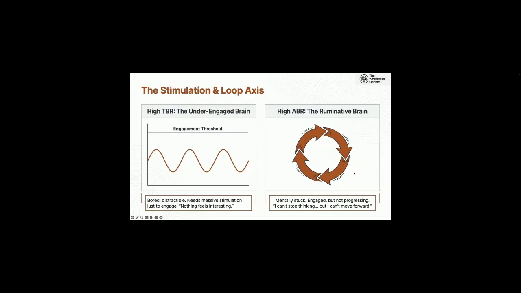Now, let's contrast this with the high alpha beta ratio folks, which are more of the ruminative folks. These are the people who become mentally stuck. They're engaged almost like a car in neutral, but they're not able to process information. Okay, they can't stop thinking. They get sort of stuck in these loops. Again, same label, totally different underlying physiology, totally different approaches, whether it's medication, therapy, or environment. There's going to be different needs with these brain patterns. Okay, same label, opposite problems.